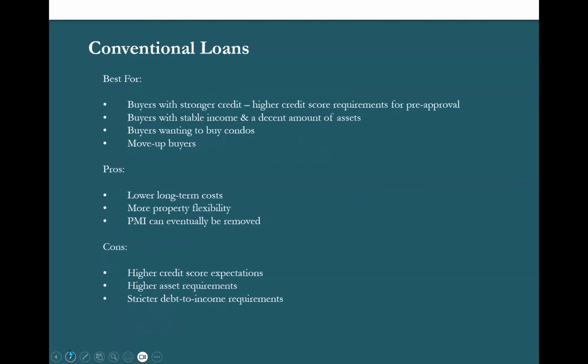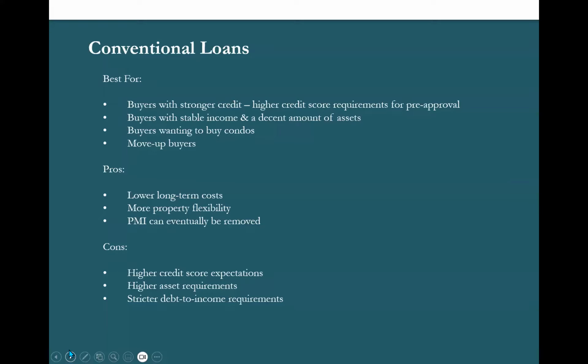So who are conventional loans best for? They're really good for buyers with strong credit. Higher credit score requirements are there for conventional loans, so it does have tighter restrictions when it comes to credit scores. Buyers with stronger credit scores tend to be able to qualify for conventional loans. It doesn't mean somebody with lower credit scores can't qualify, but typically that's who it's for. Also, buyers with stable and a decent amount of income and assets, due to there being higher requirements for down payment, etc., outside of if you're a first-time home buyer.